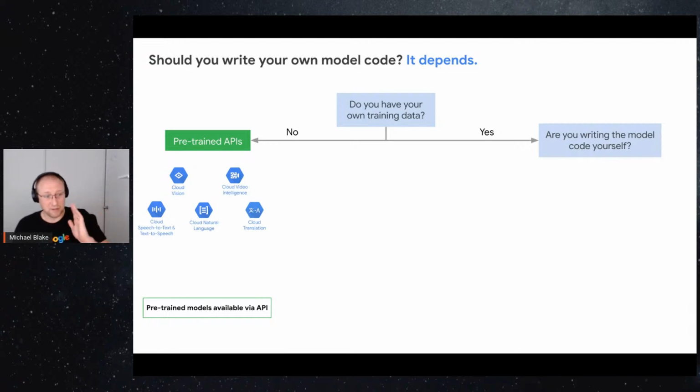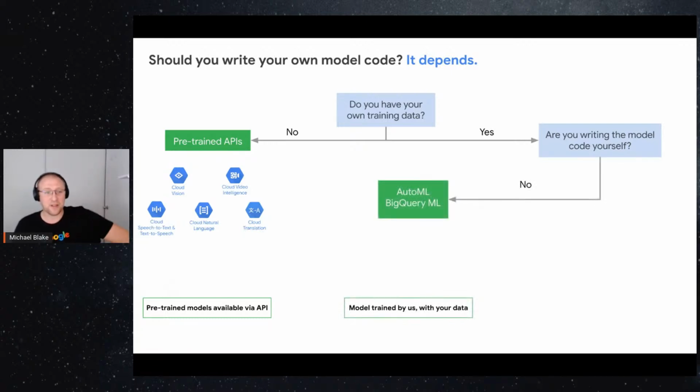So the next one, do you have data? Yeah, okay, we'll say we do have our own data with which to train our models. And the next question would be, are we able to, or do we want to, code the model ourselves? If the answer is no, then we've got things like AutoML and BigQuery ML. Now with these, this is where we train the machine learning model for you, but with your data. We don't, of course, have access to your data. It's still completely private, but that's roughly how it works.